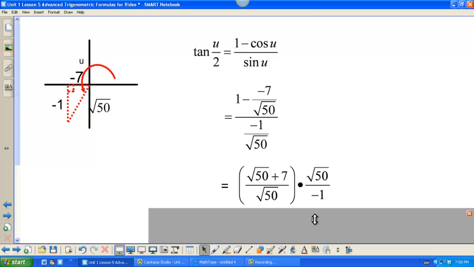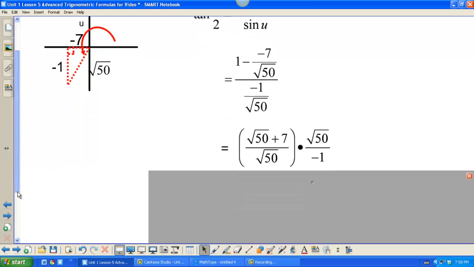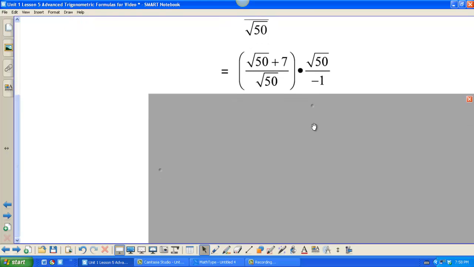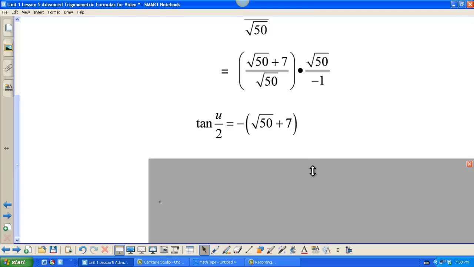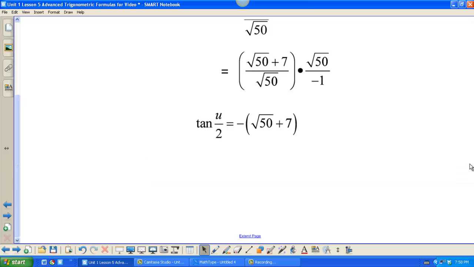Then I divide. Division is the same as multiplying by the reciprocal, which is root 50 over negative 1. When I simplify, the root 50s cancel, and I'm left with an opposite. And again, we said that tangent should be a negative value because it's a second quadrant angle: negative root 50 plus 7. If you wanted to distribute that out, that would be an okay answer as well.